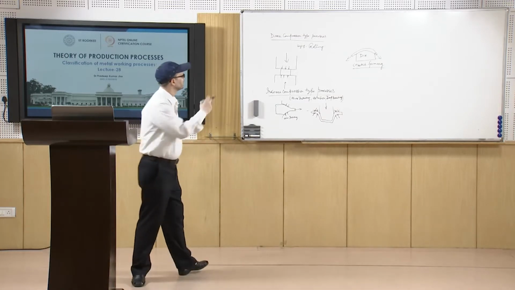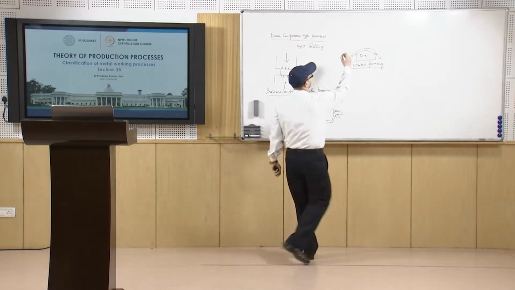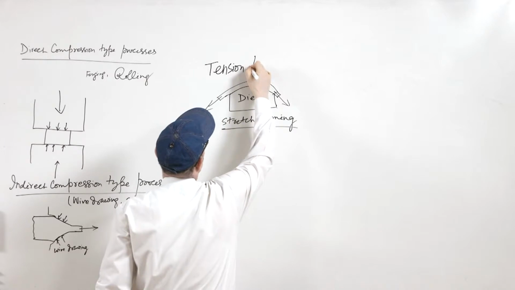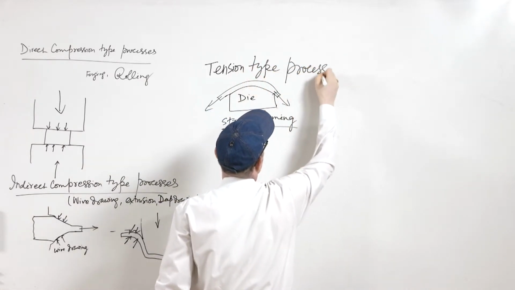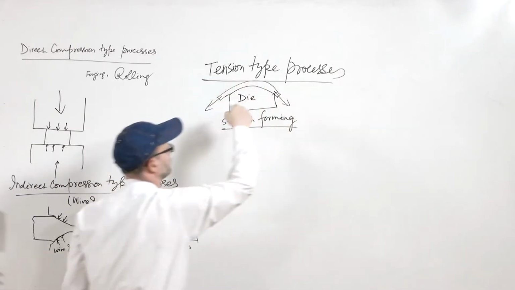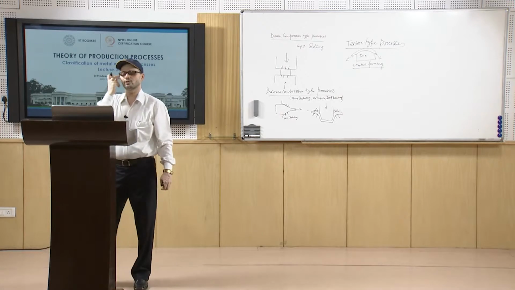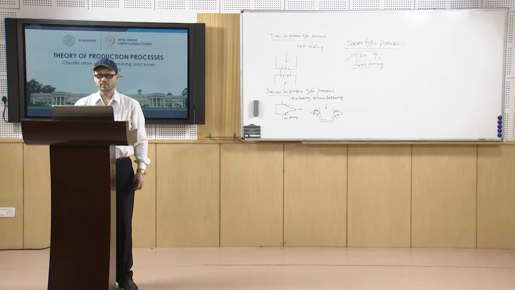So this is the use of the tension type processes. So this is under tension type processes. So in that your this process comes out. Now the next example is bending.